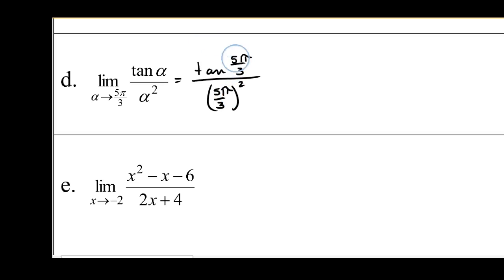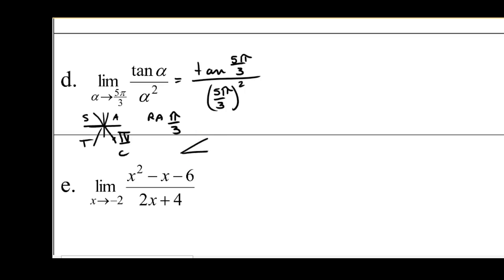So let's focus on our tangent here first. 5 pi over 3 is going to be 1, 2, 3, 4, 5, which means a reference angle of pi over 3. And this is in the 4th quadrant, or the cosine quadrant. So tangent will be positive here. When I evaluate this, I'm sorry, tangent will be negative here.